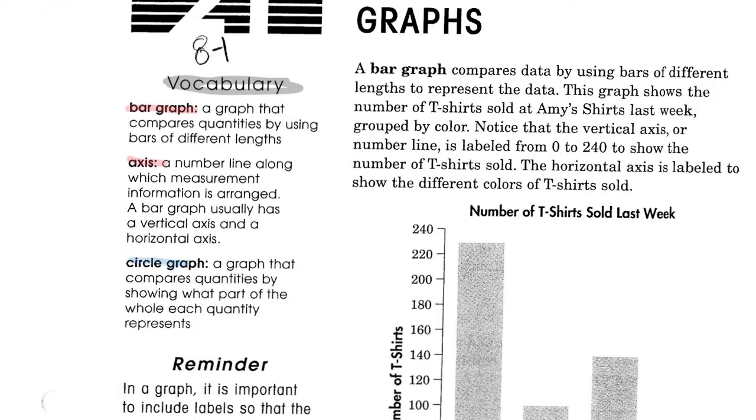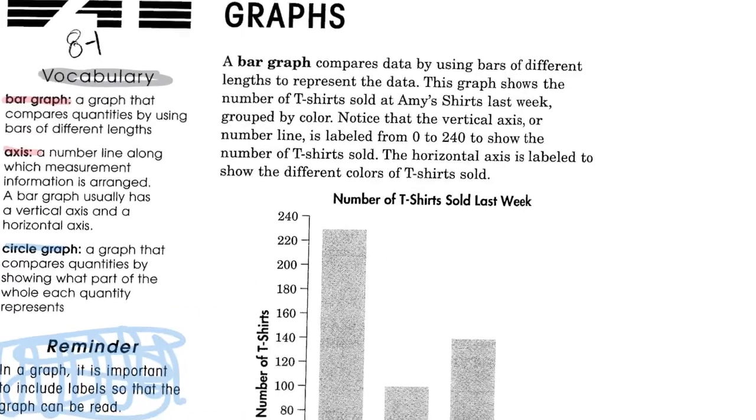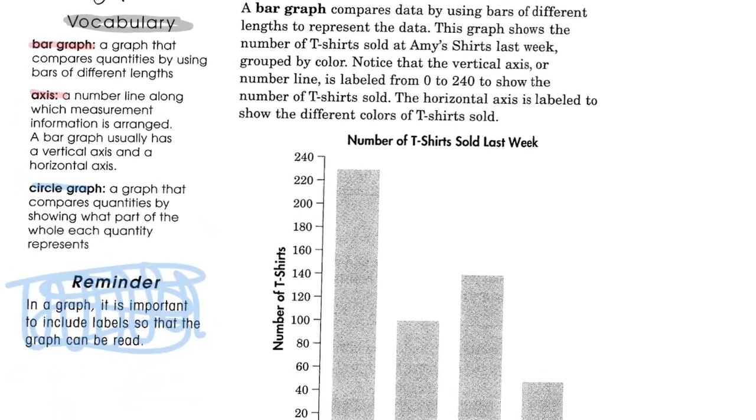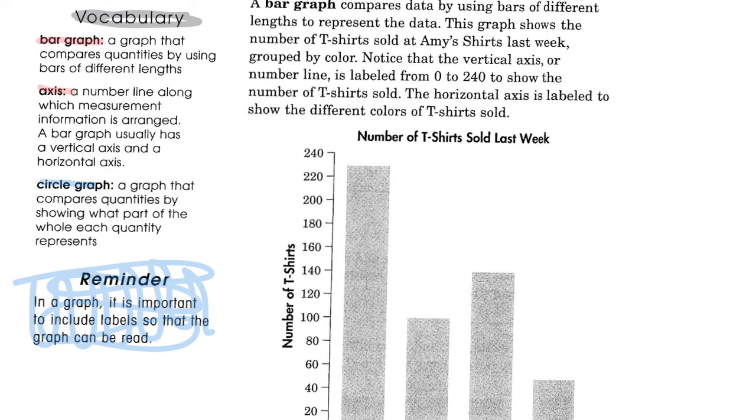And a circle graph, a graph that compares quantities by showing what part of the whole each quantity represents. Reminder, in a graph, it is important to include labels so that the graph can be read. So we have this information over here. It says a bar graph compares data by using bars of different lengths to represent the data.